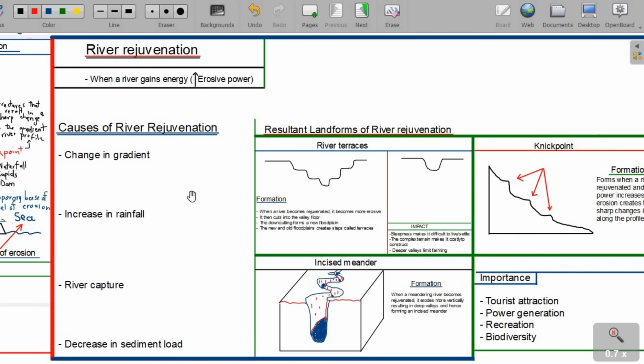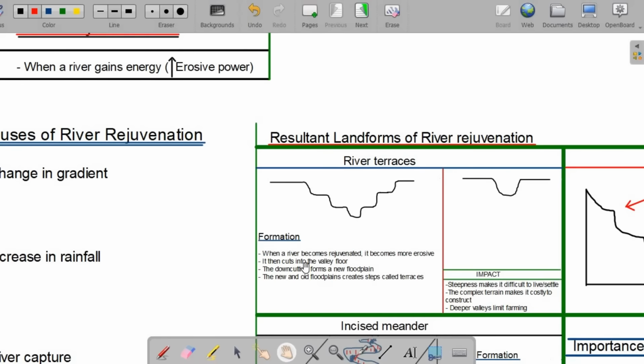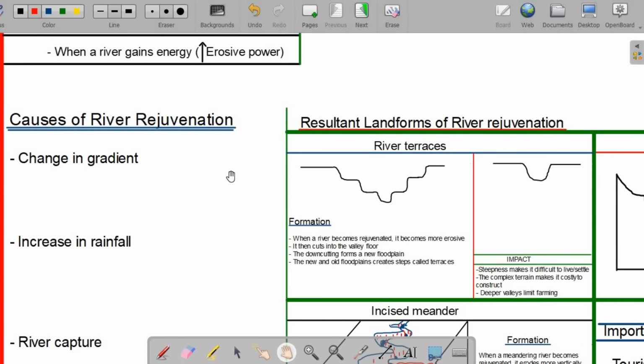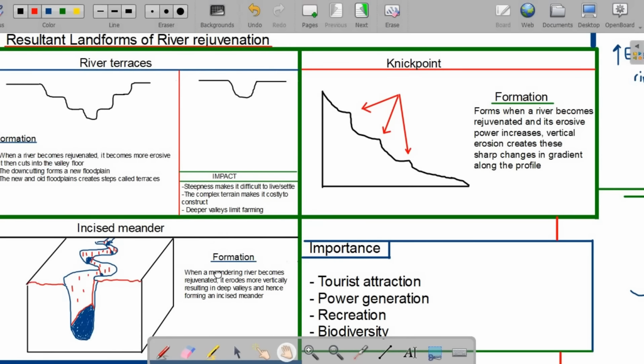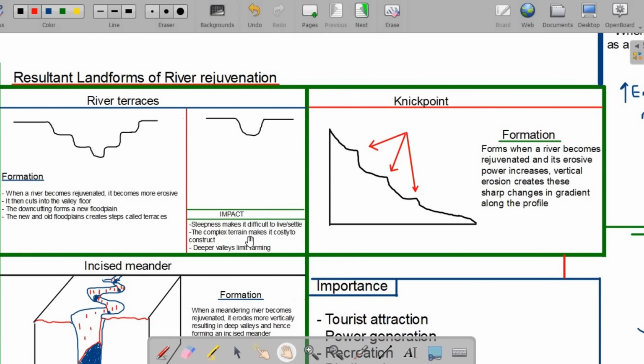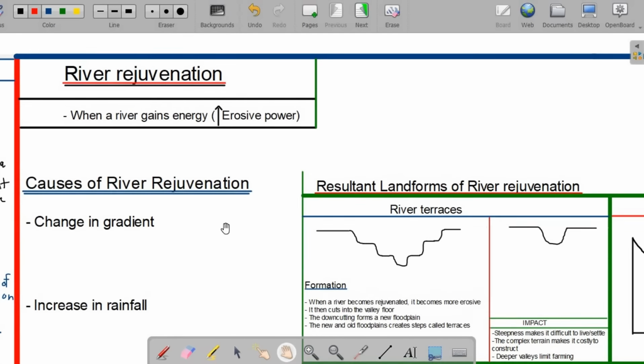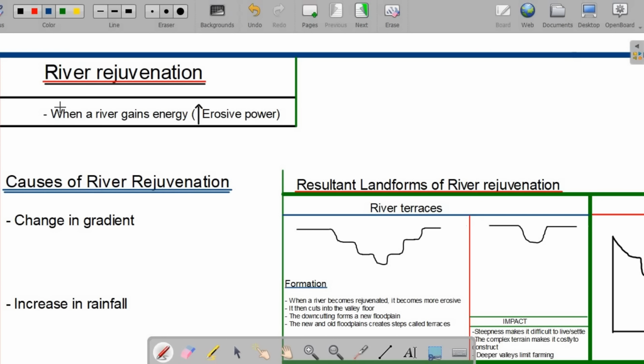All right, so of course we'll start off with the definition, look at the causes of river rejuvenation as well as the resultant landforms and their importance to the economy, to the environment, and so on. When a river is rejuvenated, it simply means that a river has gained energy. It has more power now. It is running with a higher speed, with a higher volume, right? So we find a lot more water flowing in the river channel.